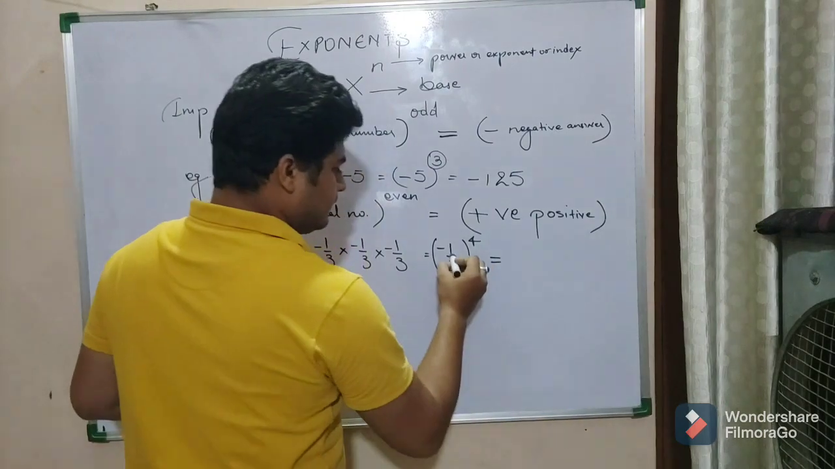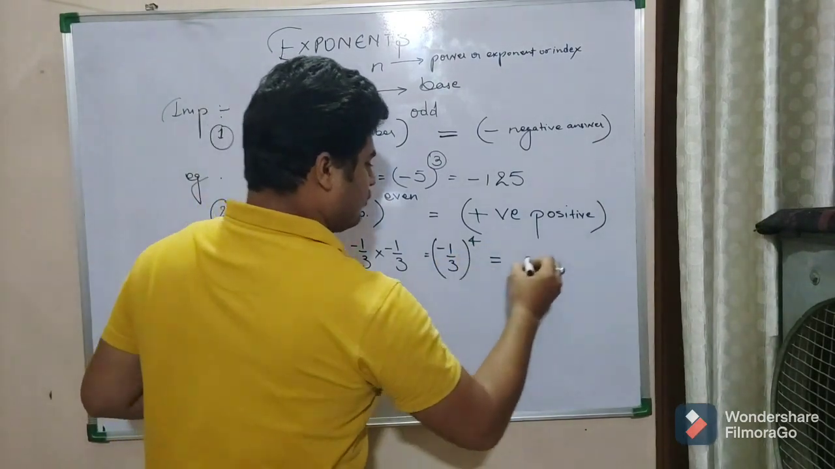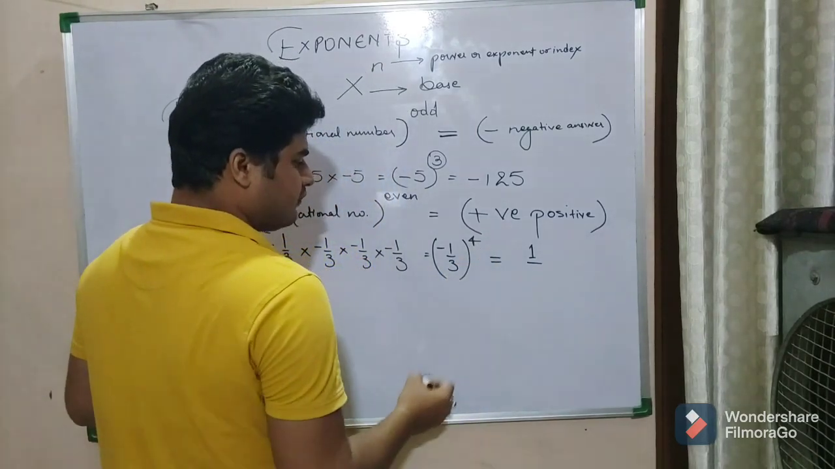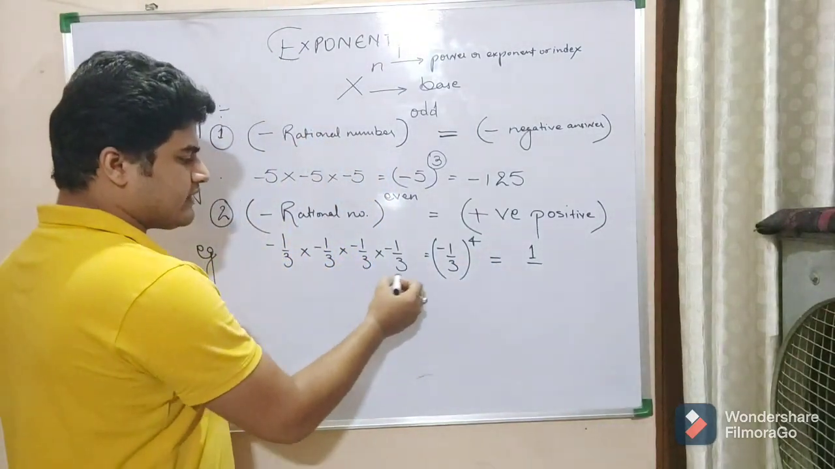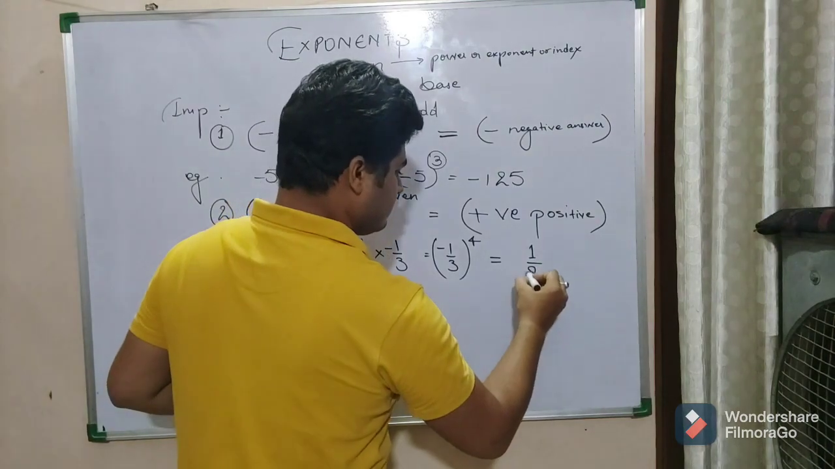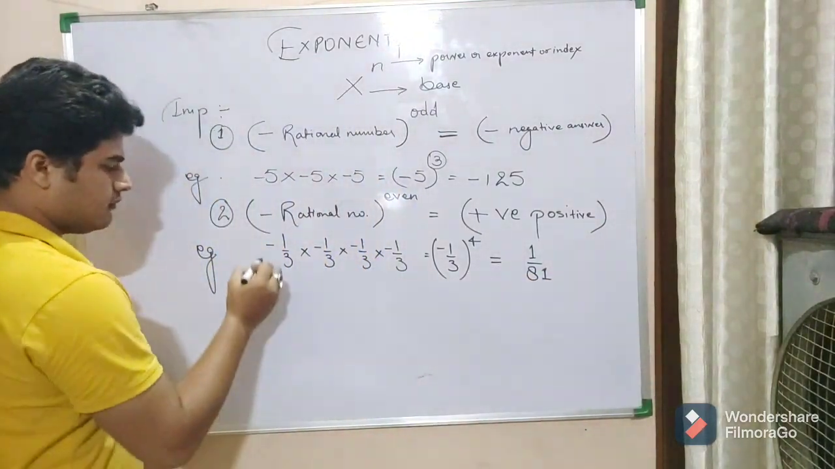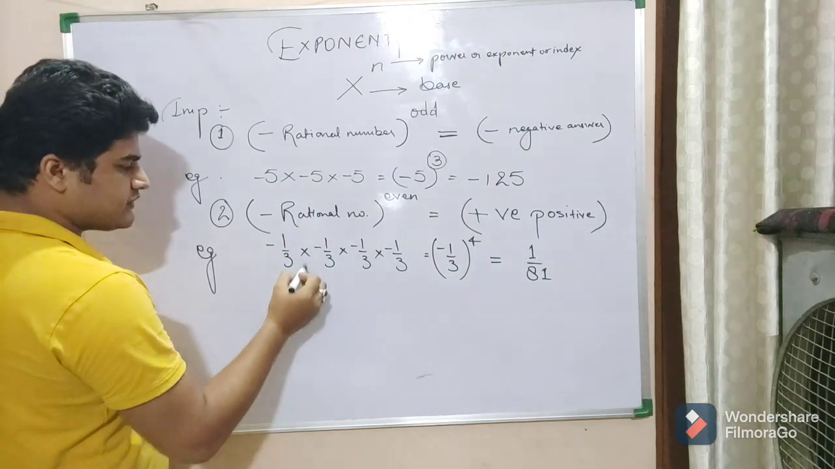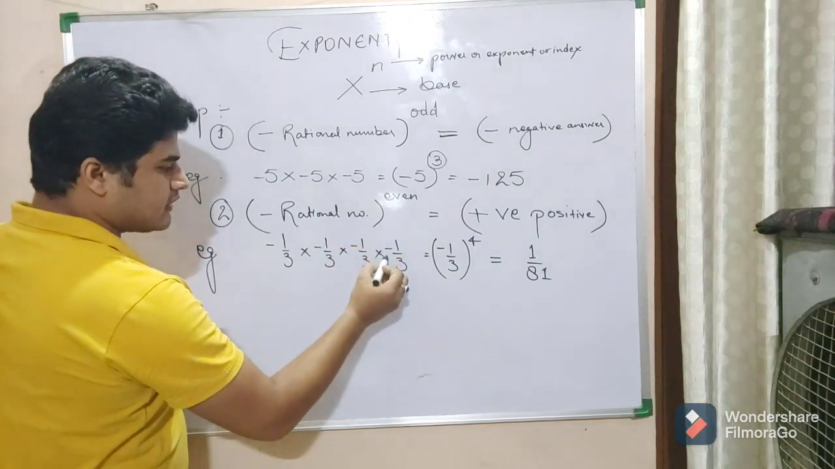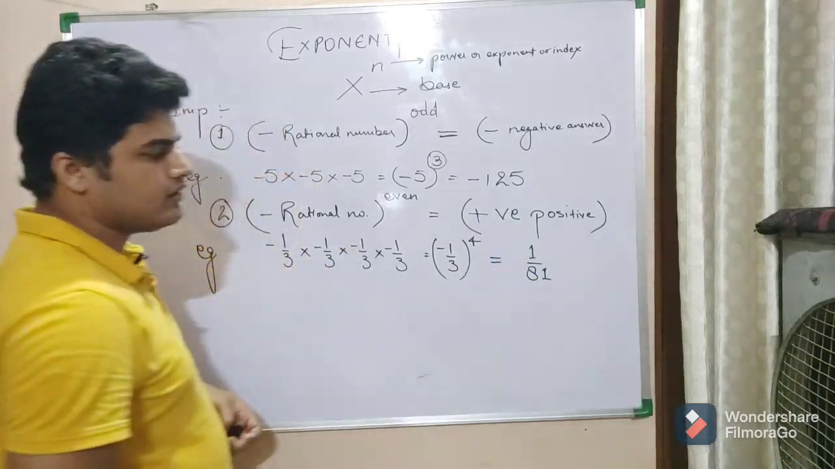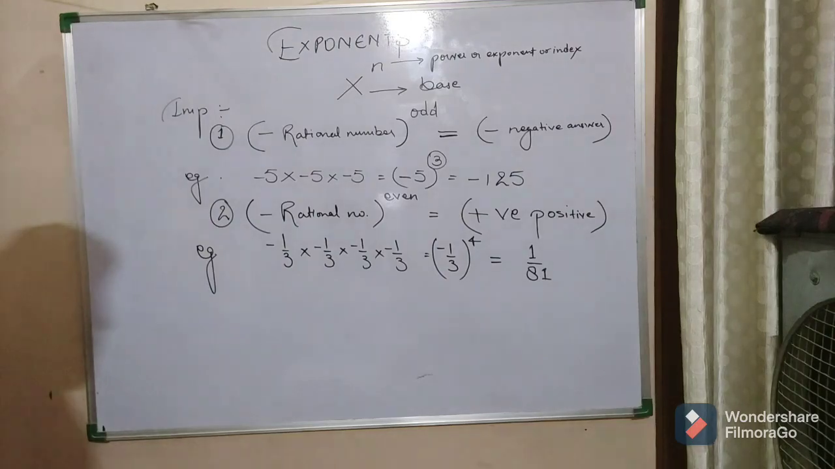So minus 1 to the power 4 will give you 1. 3 to the power 4: 3 3s are 9, 3 9s are 27, 3 27s are 81. And what will happen with the sign? Minus into minus plus, minus into minus plus, plus into plus, plus. So you will get a positive answer, 1 by 81.